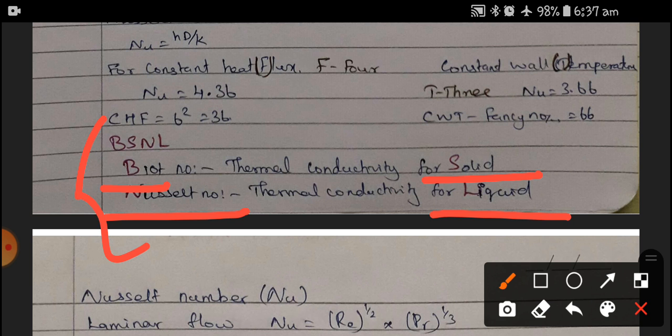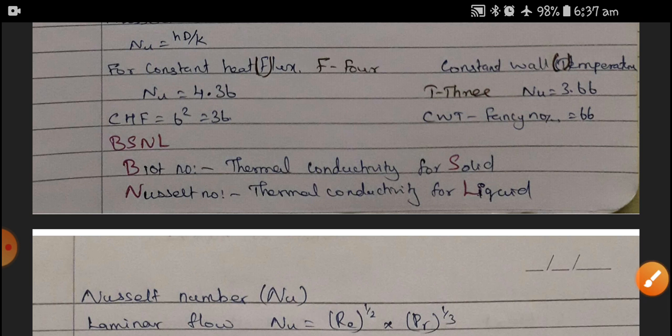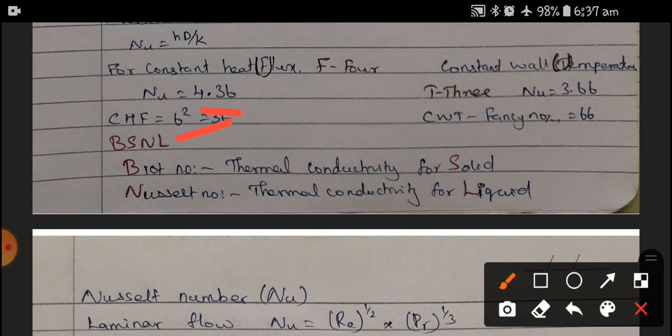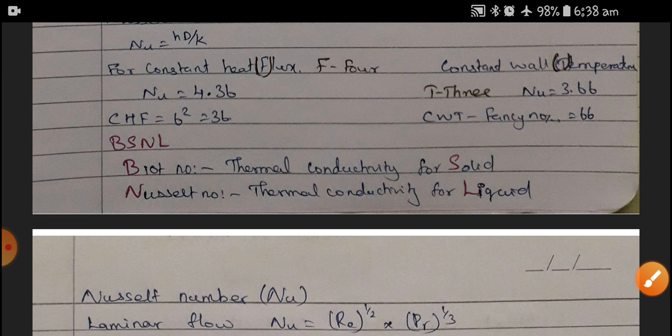So this term we can remember by means of the BSNL. That well-known mobile tower, government tower, the BSNL. So Biot number for solids, Nusselt number for the liquids. So we can remember using the BSNL.